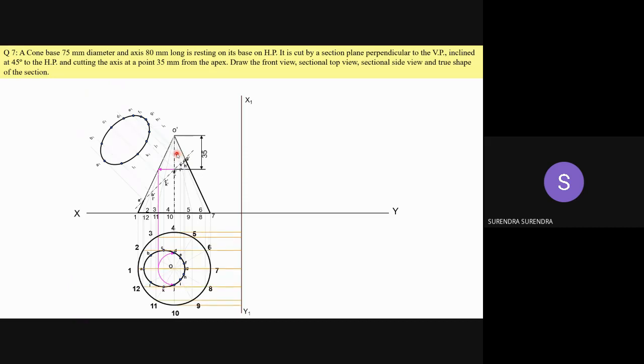So for drawing the side view, draw the projections from each and every point on top view up to x1 y1 line, and now arcs from these points. As all the base points are on XY line, draw up to XY line only. Mark the respective intersection points. 1 double dash, 2 double dash, 3 double dash, and so on up to 12 double dash. Next, draw the axis for a height of 80 mm, or you can also project this for getting the intersection point. Join all the base points to the apex.